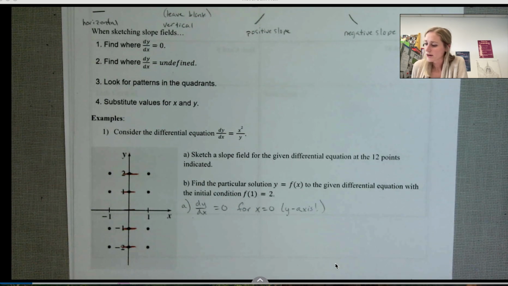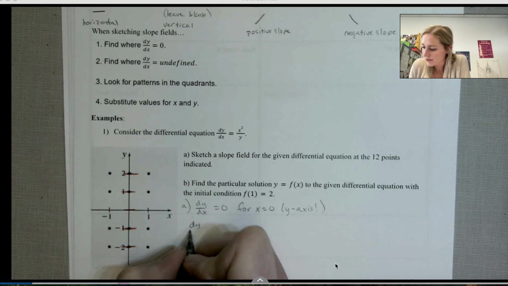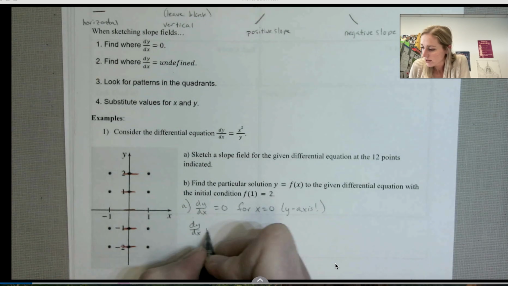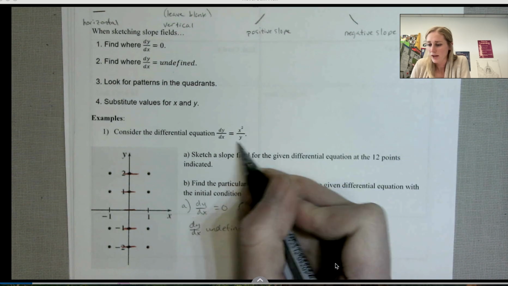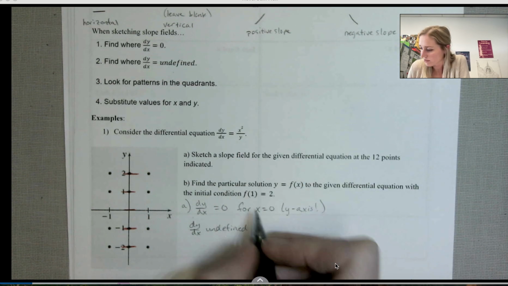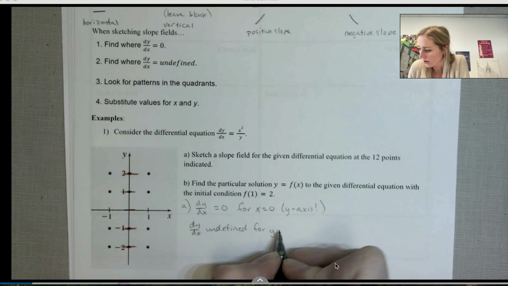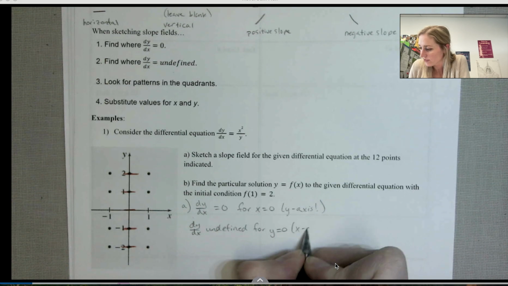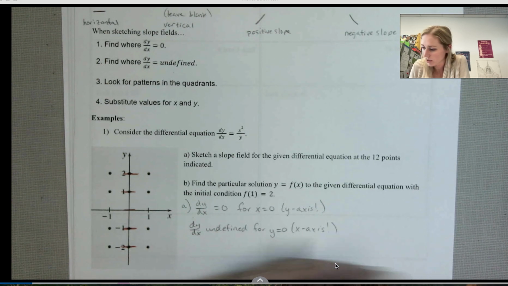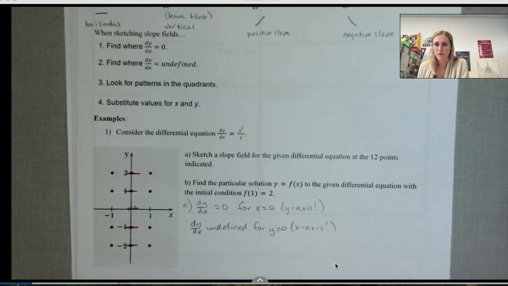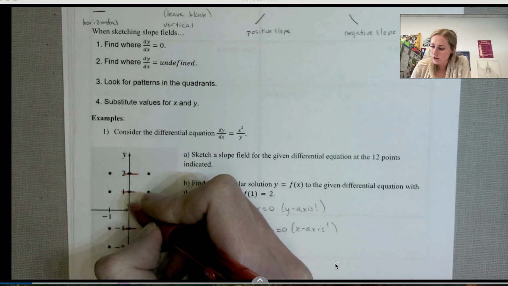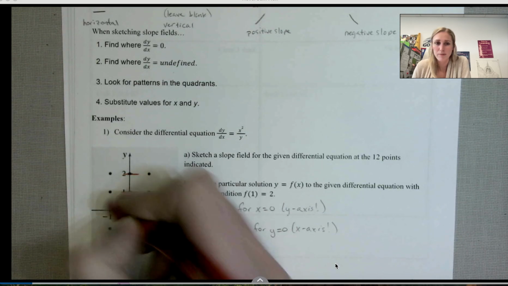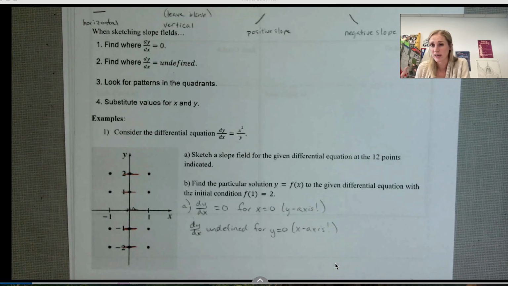Okay, where is dy dx undefined? Well, it is undefined when y equals 0, right? Because then I get division by 0. Well, where is y 0? On the x-axis. So actually, I don't need that one, we're going to scribble that one out. So I would have vertical tangent lines along here. This is what I mean by leave blank. We're actually not going to draw in any vertical segments. We're going to leave those blank.